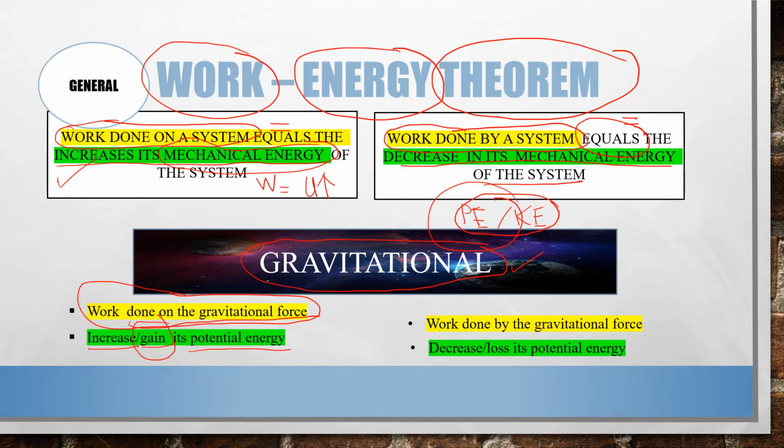If work is done by the gravitational force, it refers to work done by a system. And if the system is Earth, work done by the Earth is work done by the gravitational force on the Earth. And this causes the decrease or loss in its mechanical energy, which is specified to the potential energy in this particular topic.